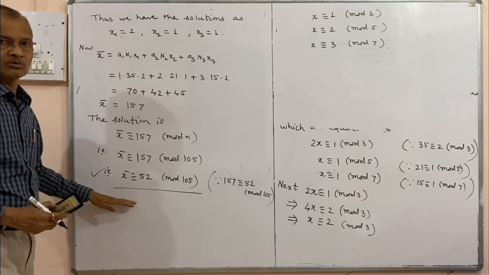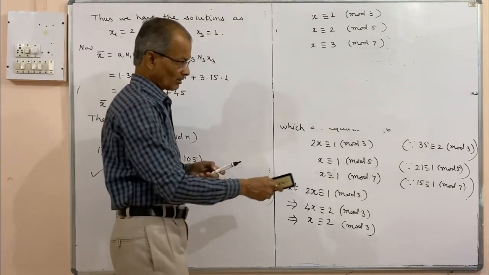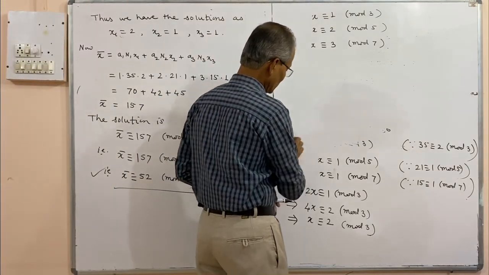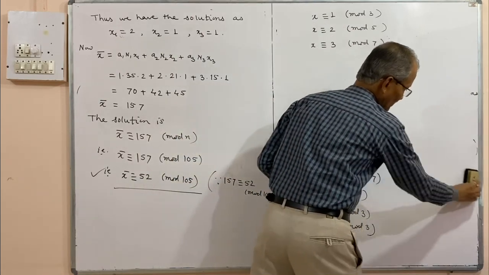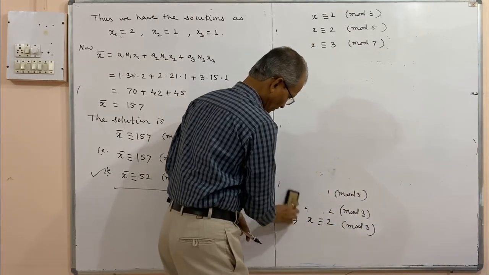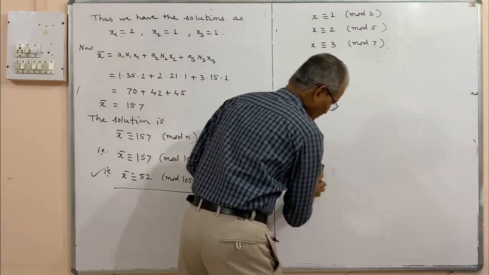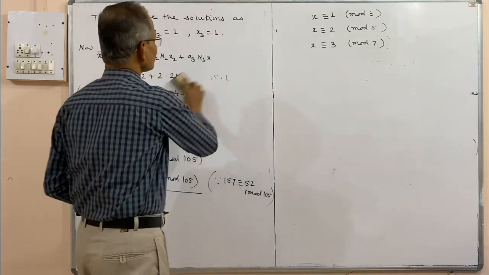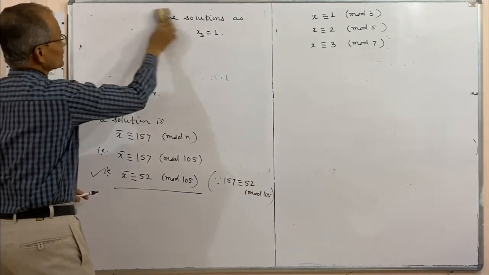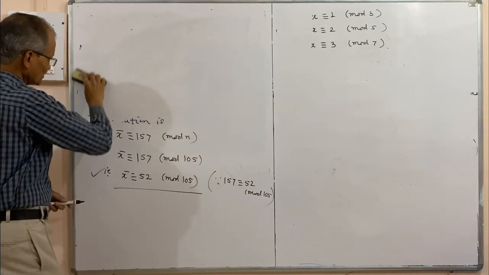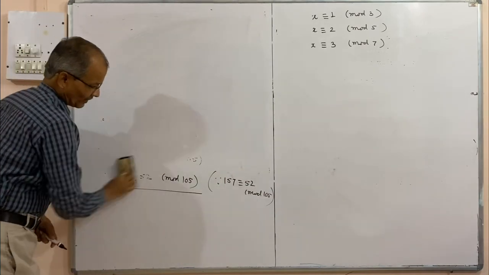And this is the solution of simultaneous congruences using the Chinese remainder theorem. So in this way we can solve the problems. The remaining problems we shall consider next time.